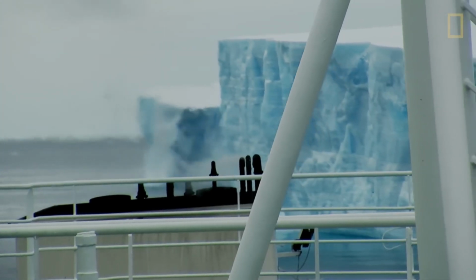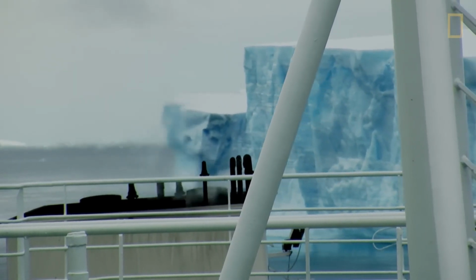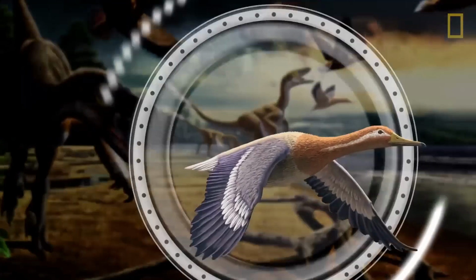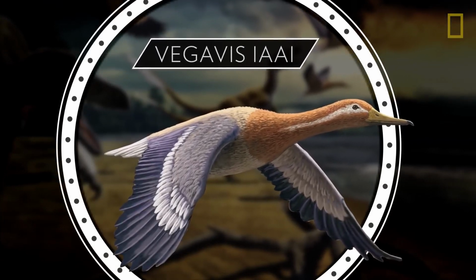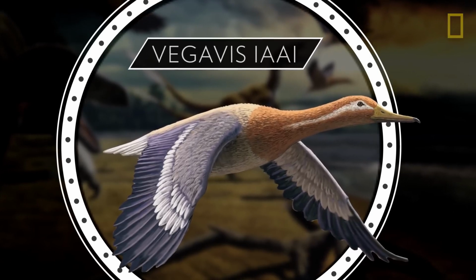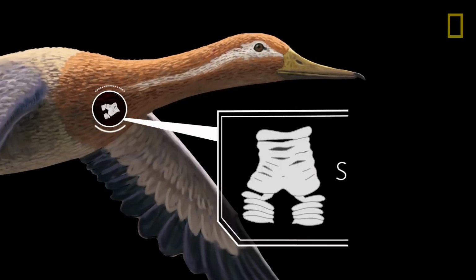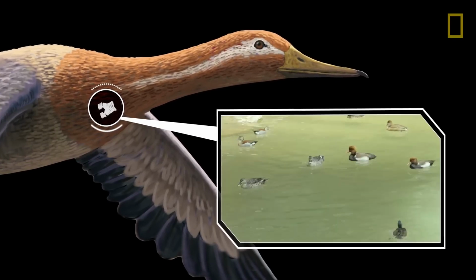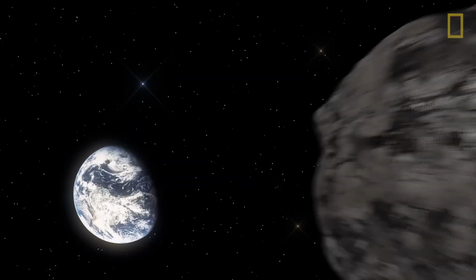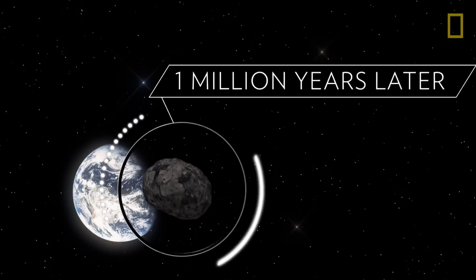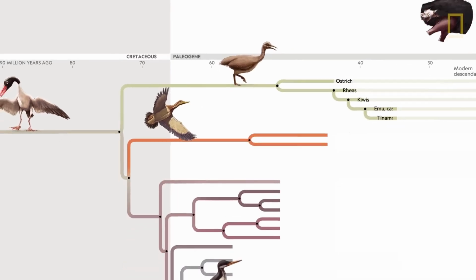In 1992, a new specimen was discovered in Antarctica. Called Vegavis ayi, the 67-million-year-old creature may have looked like a duck and sounded like one. The fossil included a vocal organ called a syrinx, which is only found in today's quacking waterfowl. About 1 million years after the time of Vegavis ayi, the asteroid struck Earth and redirected the evolutionary paths of many animals, including birds.